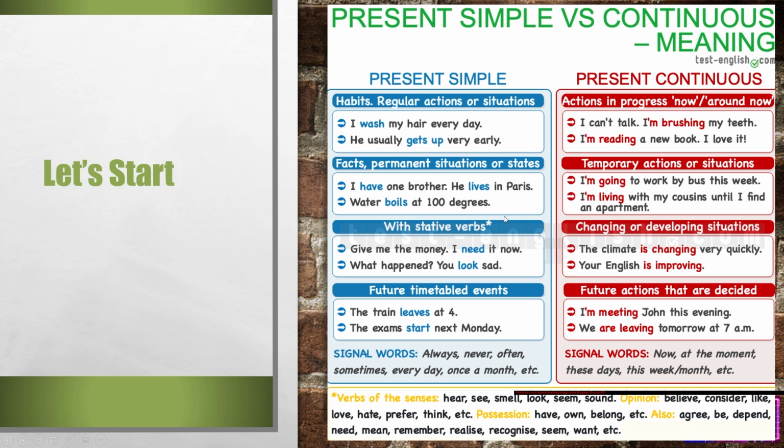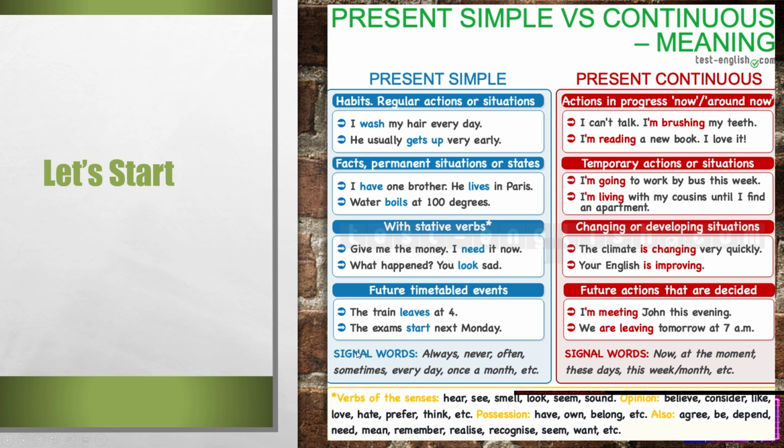Okay, kita guna present continuous untuk future actions that are decided. Satu perbuatan atau situasi kerja yang akan berlaku pada masa hadapan tetapi memang dah ditentukan. For example, I am meeting John this evening. We are leaving tomorrow at 7 a.m.